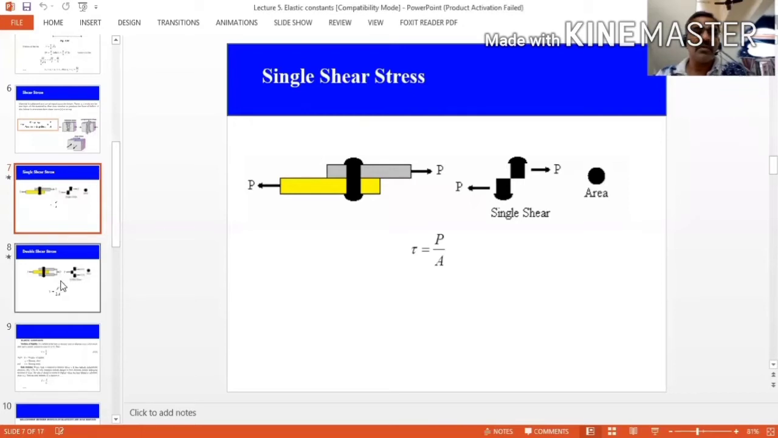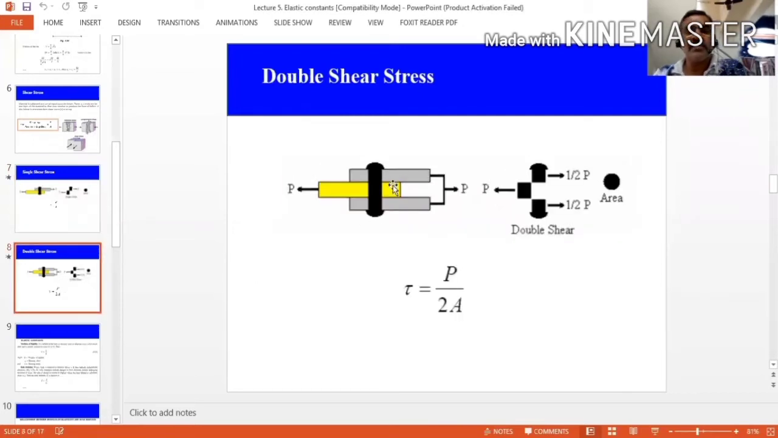Now this is double shear. There are three plates joined by one rivet. When loads are acting, here also failure may take place. Here also there is a possibility of failure. So total area is equal to 2A. Shear stress tau is equal to P by 2A.